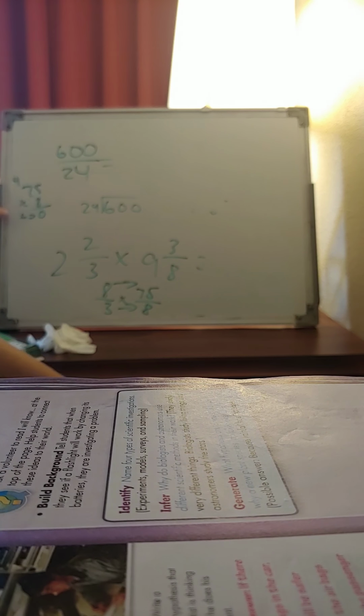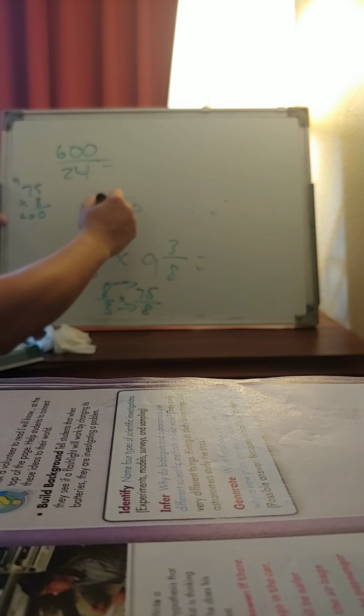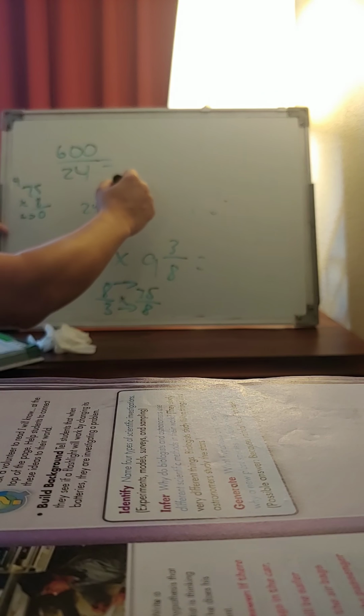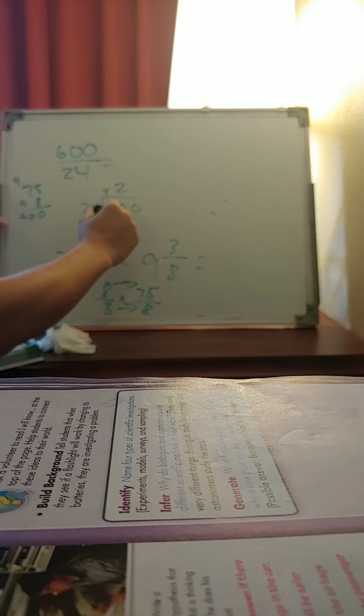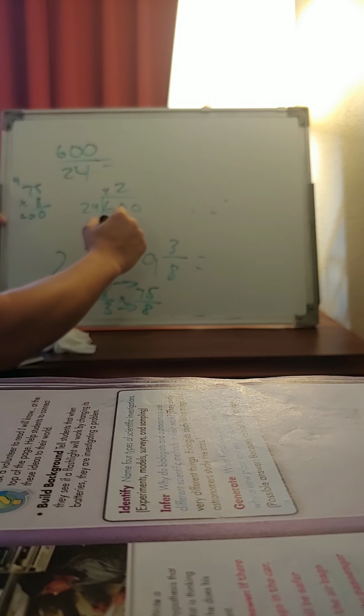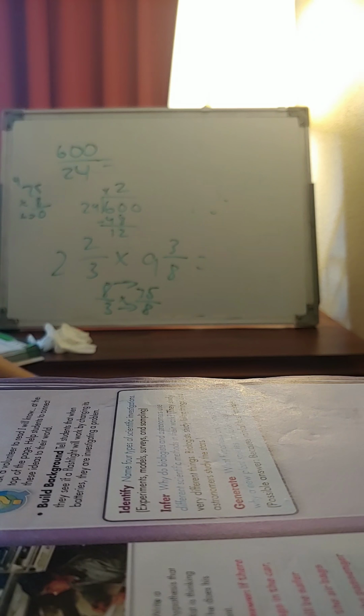600 divided by 24. 24 goes into 6? No. 24 goes into 60? Yes. How many times? Twice. Right? 24 times 2 is 48. Okay, so we end up with a remainder of 12 when we're subtracting.